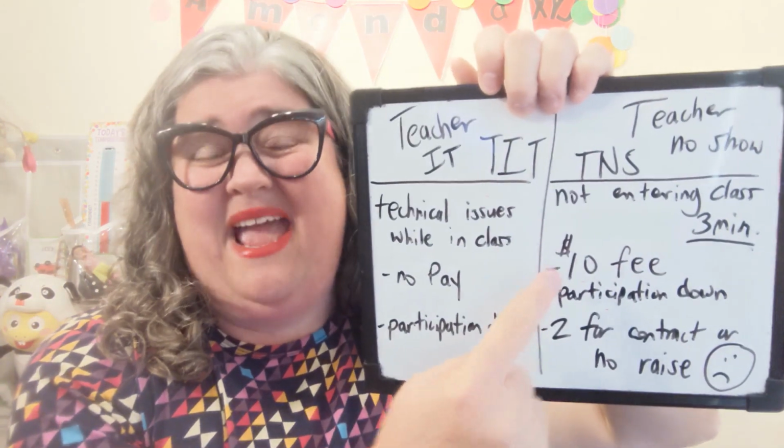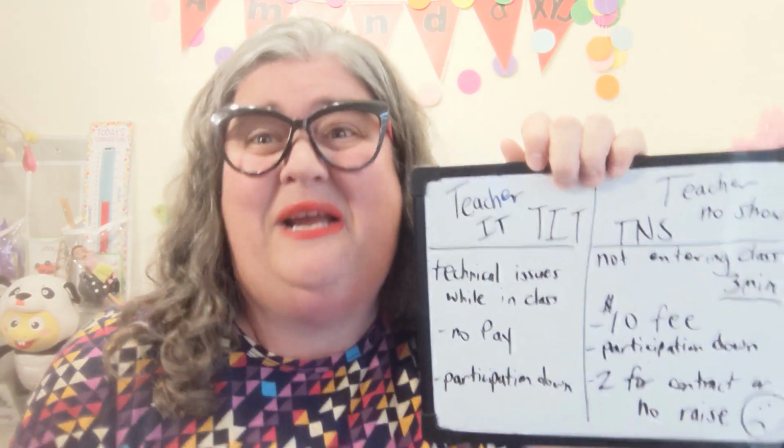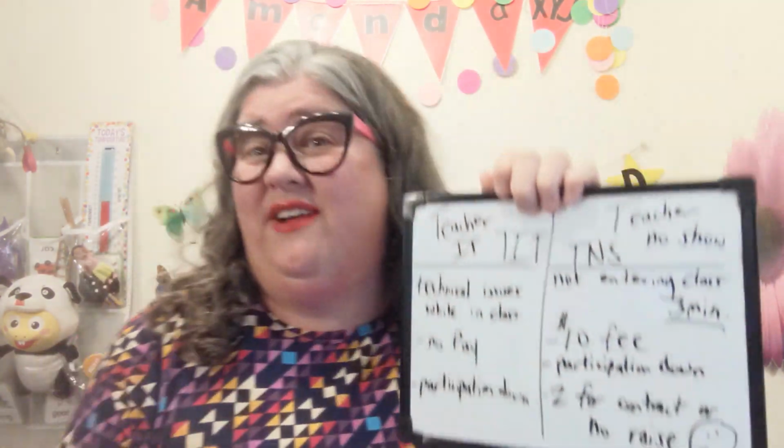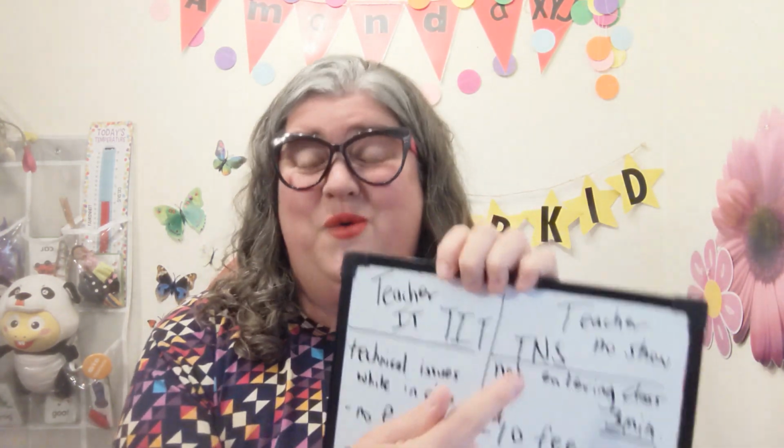I actually had to pay a $10 fee for a teacher no-show, and my participation rate is down, and parents can see that. Luckily, I'm a veteran, so all of my parents are regulars. It was actually one of my regulars that I could not get into the class, so it doesn't affect my bookings. But if you are new and you got a teacher IT or a teacher no-show, these are going to affect you for 30 days, and that participation rate is not going to go up, so it's really important.